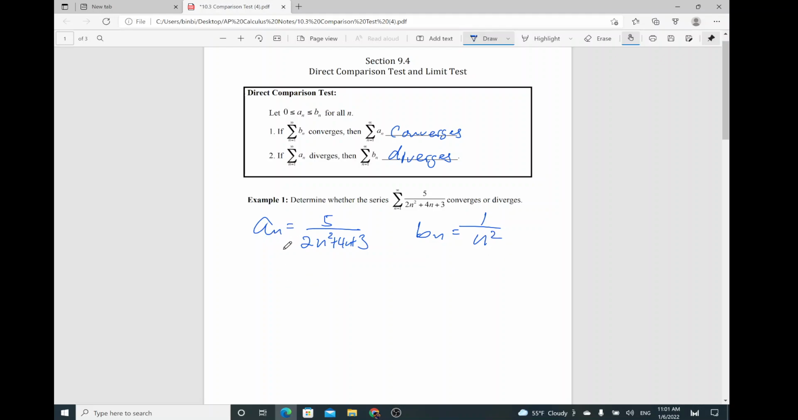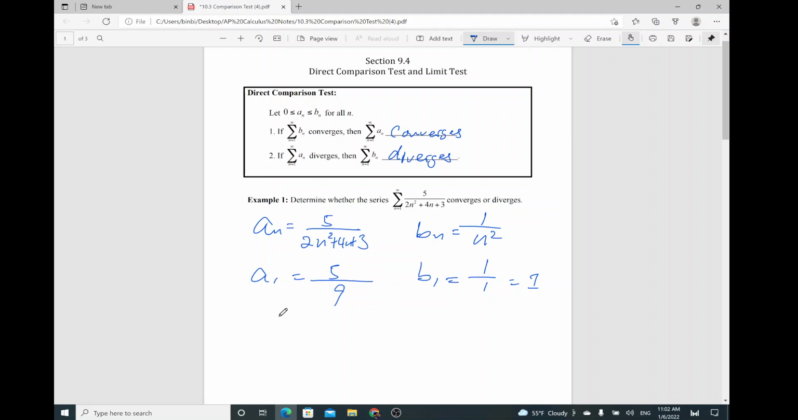Okay, so let's try to come up with some of these terms. Let's say a sub 1 and b sub 1, and compare them. So a sub 1 will be 5 over 2 plus 4 plus 3, which is 5 over 9. And over here, just consider 1 over 1. Obviously 1 over 1 is greater than 5 over 9.